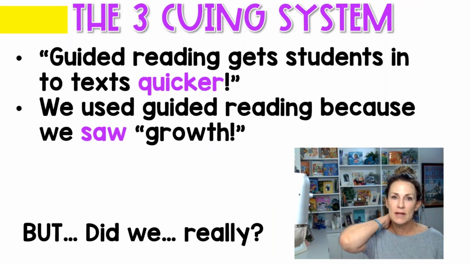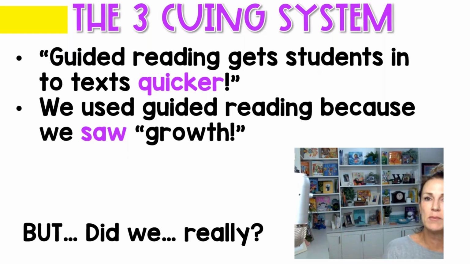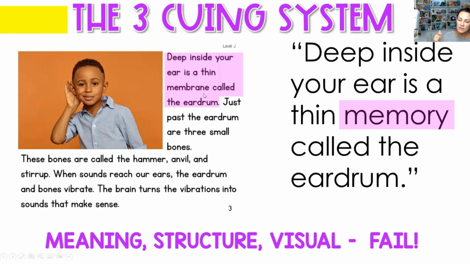We use "guided reading," and I have it in quotation marks because it gets students into text quicker. We use guided reading because we saw, again in quotation marks, growth. But did we really? When we go back to think about that chart where almost 40% of the students in fourth grade are not reading at grade level, we know that we really didn't have success. So let's think about that three-cueing system that we would do.